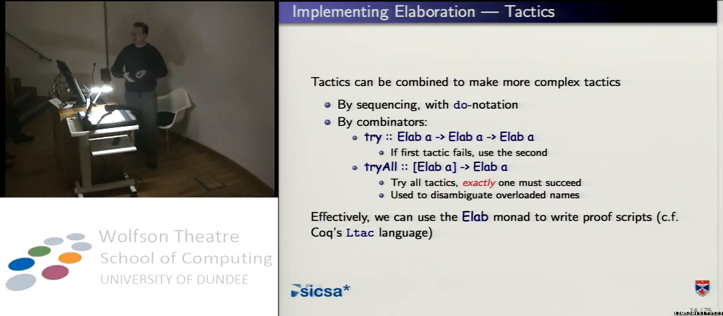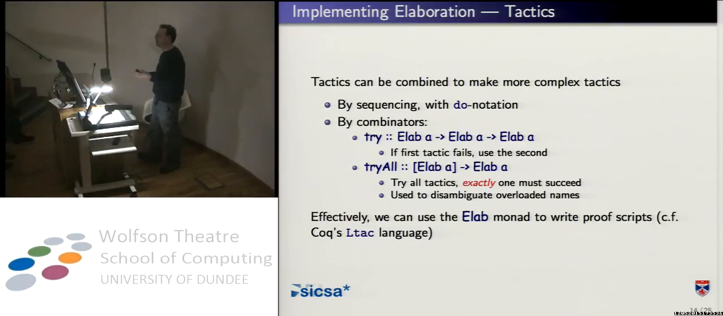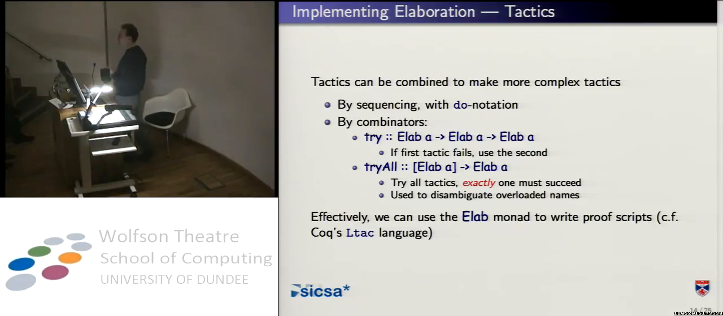We've written this in Haskell, so we can use all of Haskell. So we can try various combinations, and essentially what we end up with is that this Elab monad is a monad for, or a language, or even an embedded DSL for constructing your own interesting tactics. And being an embedded DSL, we can have all of Haskell here. You can think of that as a way of writing proof scripts.